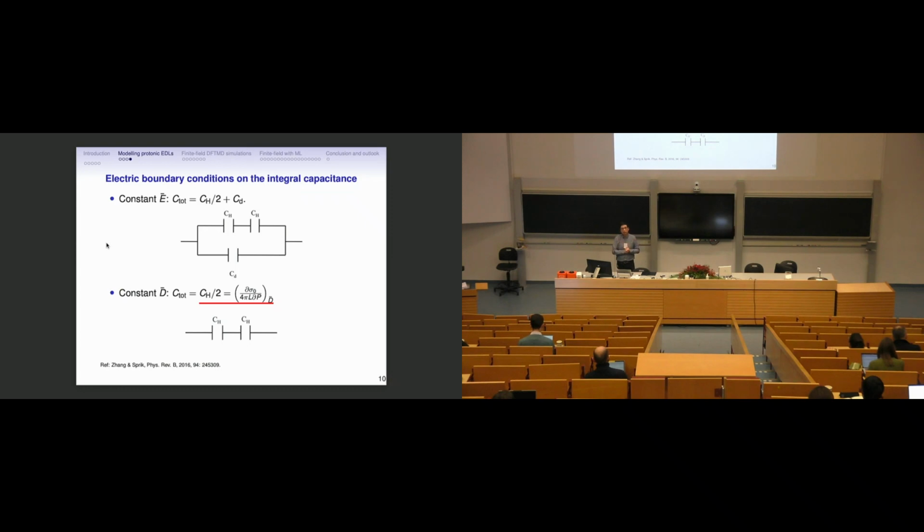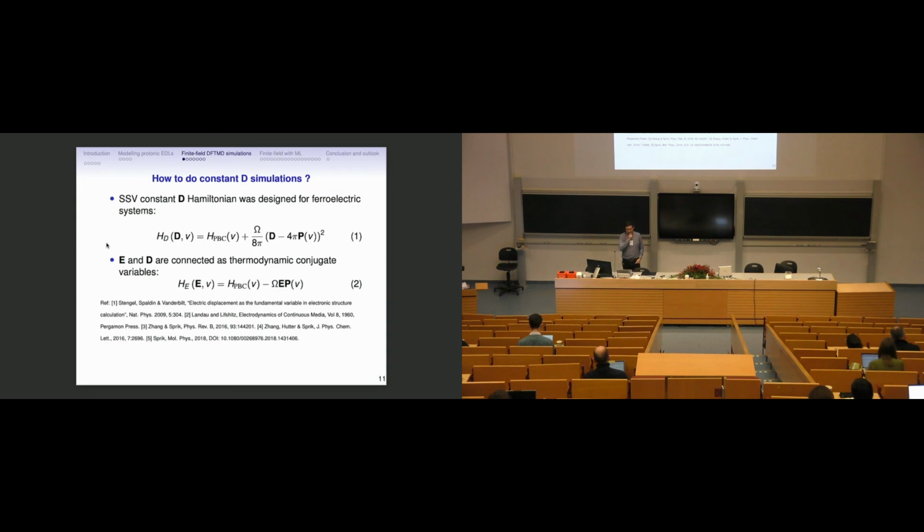But if you switch your electric boundary conditions from constant E to constant D, which is the complementary thermodynamic variable, then what we have shown in our work is that the final capacitance only contains the Helmholtz capacitance, which you're interested in. So we found the formulas to compute these quantities. Then the question is how you actually do the simulation.